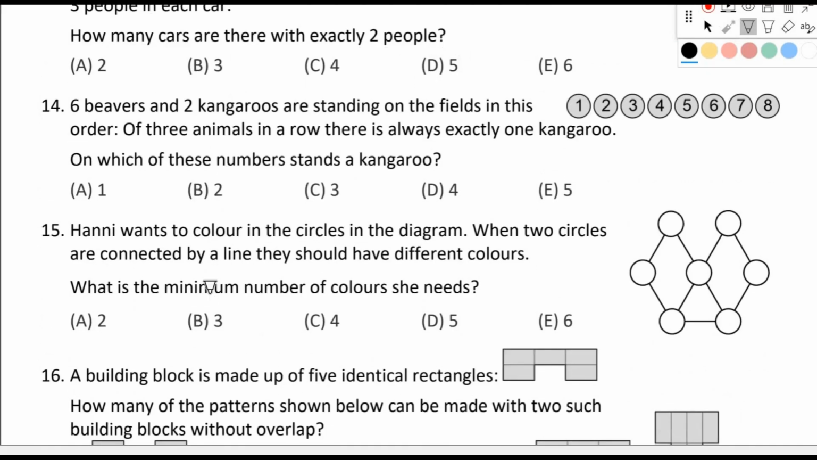Moving on to the 14th question. 6 beavers and 2 kangaroos. There are 6 beavers and 2 kangaroos standing on the field in order. Okay, 6 plus 2, so 8. So these are those 8. Beavers are rodents.